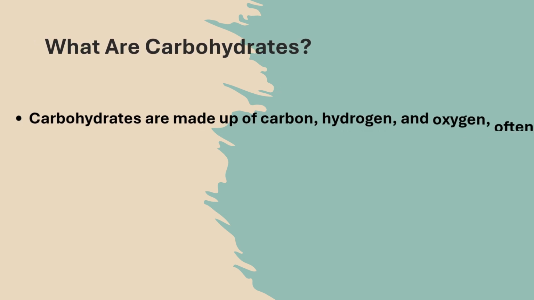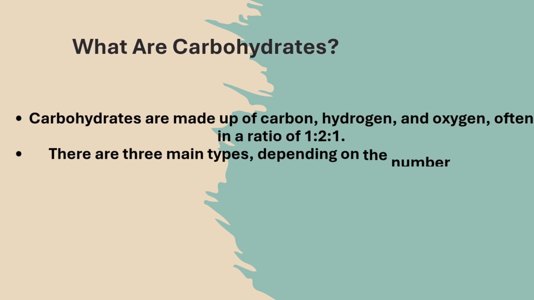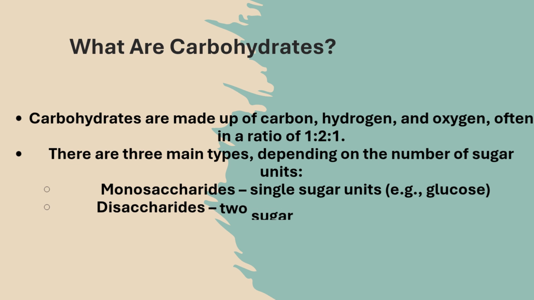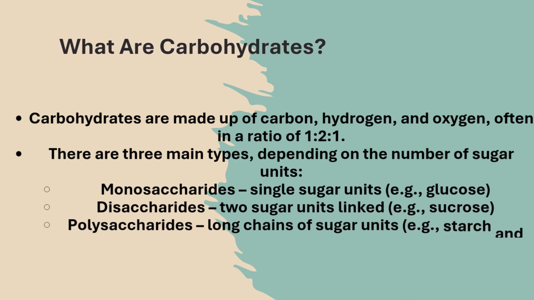Carbohydrates are made up of carbon, hydrogen, and oxygen, often in a ratio of 1:2:1. There are 3 main types, depending on the number of sugar units. Monosaccharides, single sugar units, example glucose. Disaccharides, 2 sugar units linked, example sucrose. Polysaccharides, long chains of sugar units, example starch and cellulose.